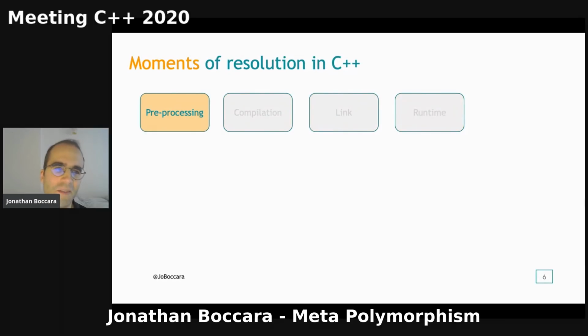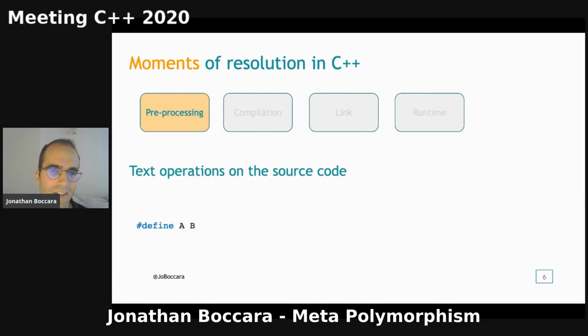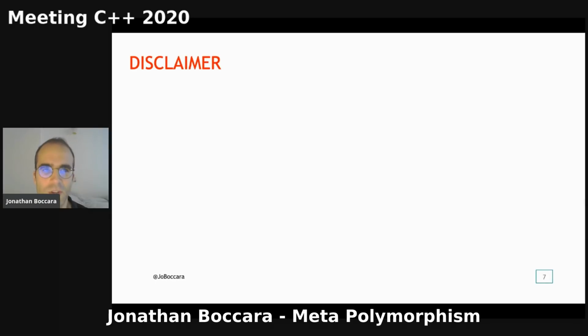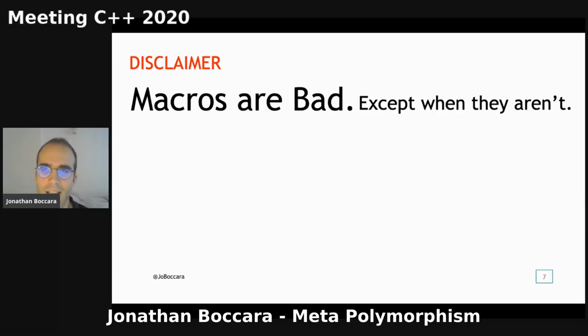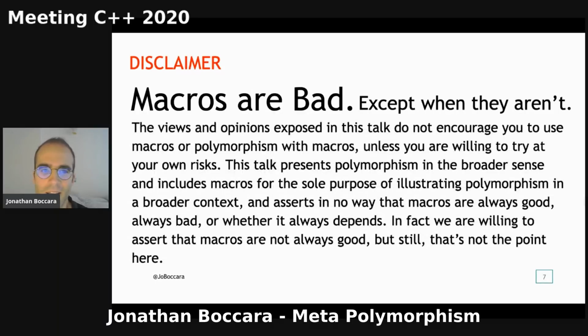Let's start with preprocessing, which may be one of the most surprising. By preprocessing, I mean macros, right? Before we get into the code, there is a disclaimer that I have to show. It's that macros are bad, except when they aren't. Now, the views and opinions expressed in this talk do not encourage you to use macros or polymorphism with macros unless you're willing to try at your own risk. This talk presents polymorphism in the broader sense and includes macros for the sole purpose of illustrating polymorphism in a broader context, and asserts in no way that macros are always good, always bad, or whether it always depends. In fact, we're willing to assert that macros are not always good, but still, that's not the point here.